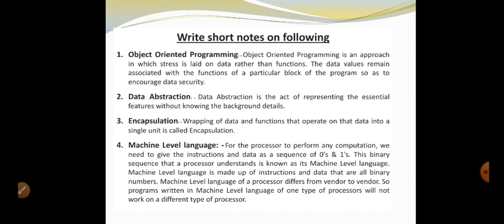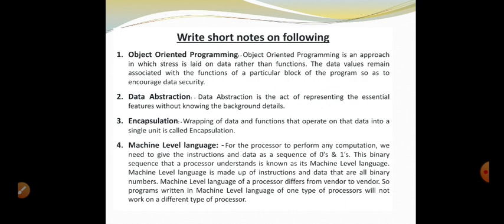Object oriented programming. The first definition you have to write is about object oriented programming. Answer I have given here. Object oriented programming is an approach in which stress is laid on data rather than functions. The data values remain associated with the functions of a particular block of the program so as to encourage data security. Next, data abstraction. Data abstraction is the act of representing the essential features without knowing the background details. You can add some examples also in that.